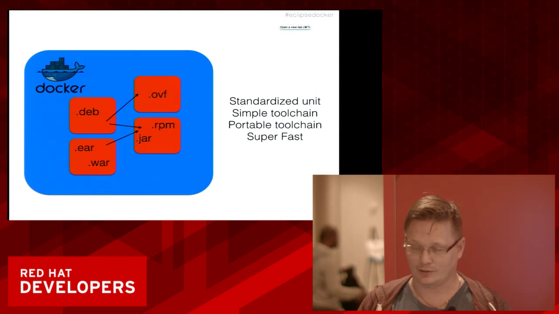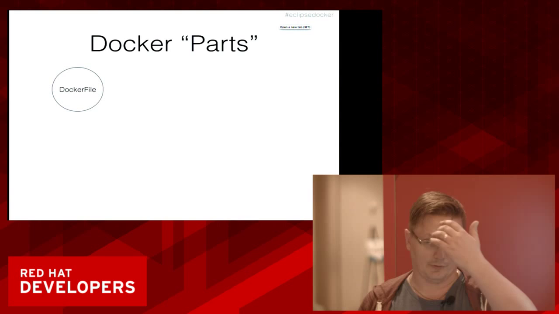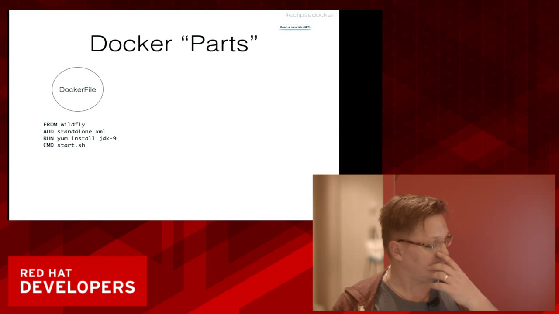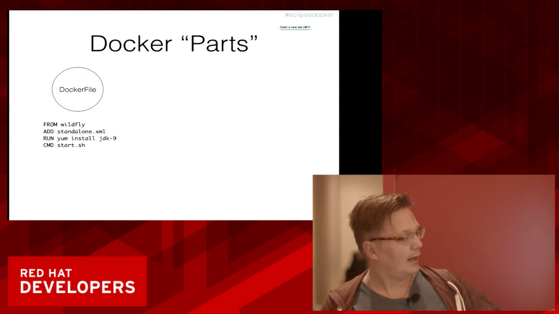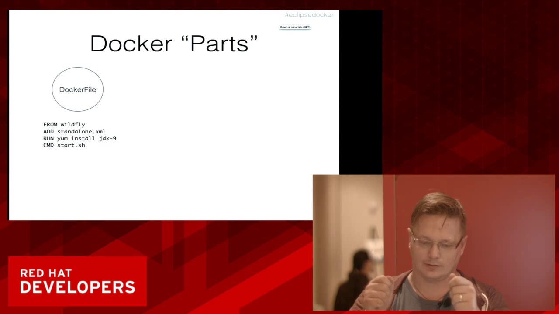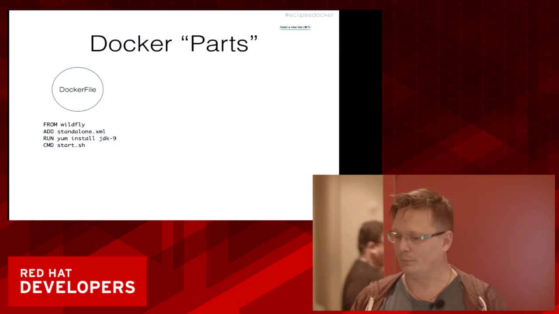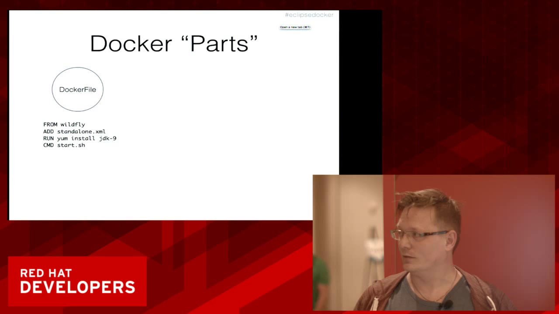The Docker part is you have a Dockerfile that describes what your container is. This Dockerfile can look like this, saying FROM WildFly, this is the application server from the JBoss community. I want to add some configuration, so I'll take my own standalone.xml and add it to this setup. And maybe I want to install JDK 9, so I run a yum install. And then when this Docker image runs, I want to run the start. So this is very simplified, just to say that's the Dockerfile, it has simple instructions on how to run.